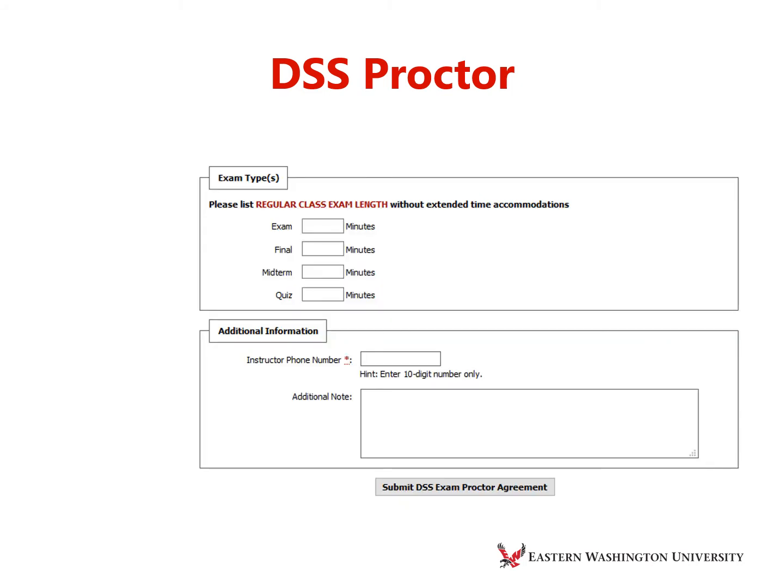The next section is titled Exam Types and asks how much time is allotted to complete each type of exam. Please indicate the amount of time your class would normally get, and we will adjust the timing to include additional accommodation time. And the last section is additional information, which will ask you for your phone number and provides an opportunity to share any other information you have not been able to share elsewhere on the form. When you are done, you can click the Submit DSS Exam Proctor Agreement. This can be modified throughout the duration of the course.